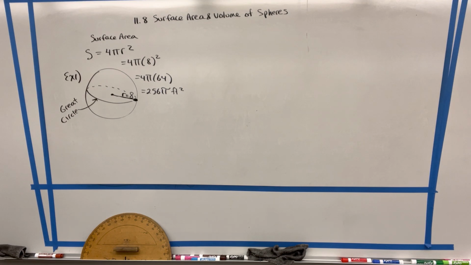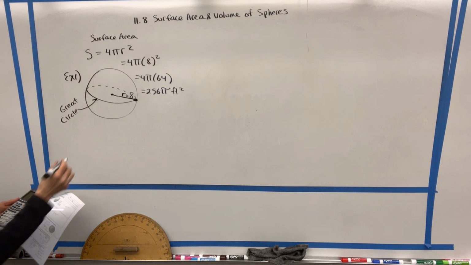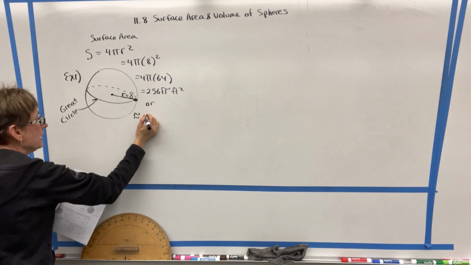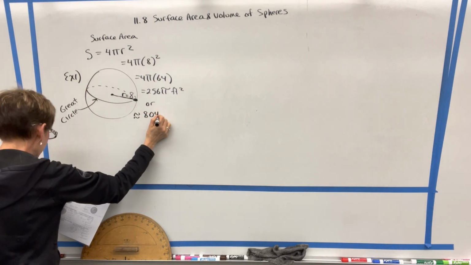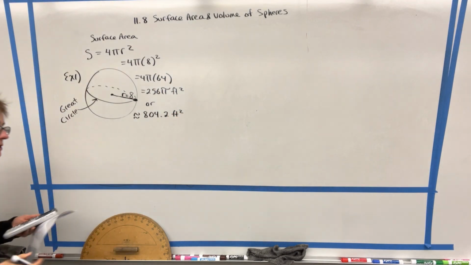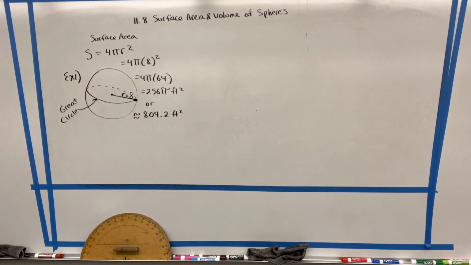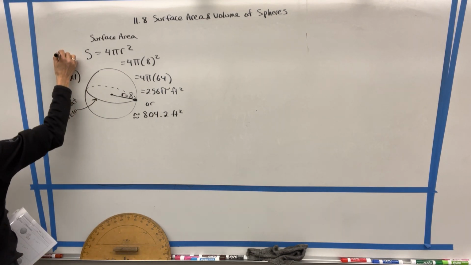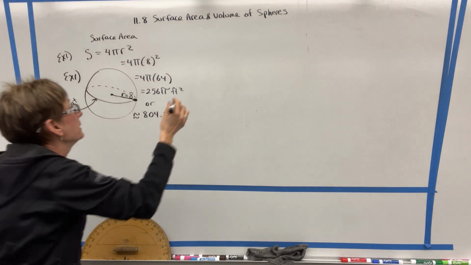If you do want to turn it into a decimal, just make sure to use the pi button on your calculator. That would be approximately 804.2 feet squared if we turn it into a decimal. So that's fairly straightforward: you have the sphere, and you just literally plug in the radius to find the surface area. So let's call that example 1.